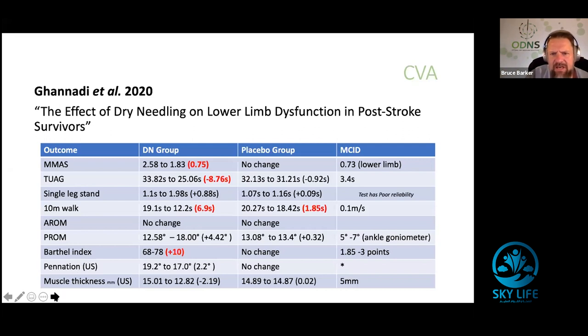But isn't that a great study, hey? Needling stroke survivors, lower limb, they get massively better on ADL, on speed. It's great.